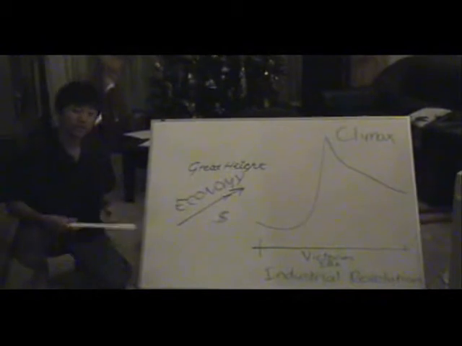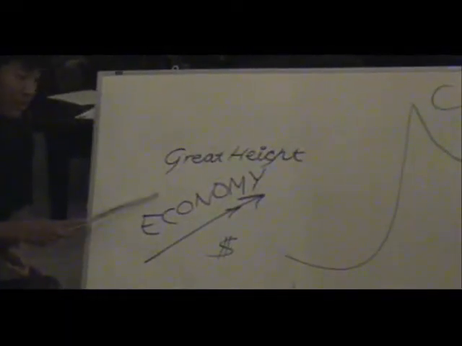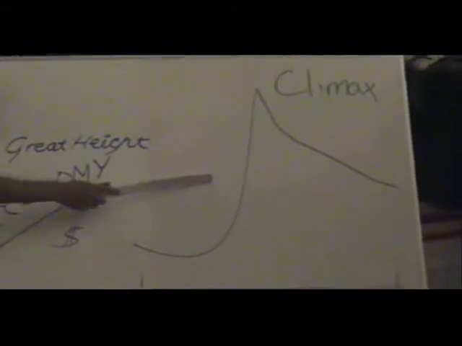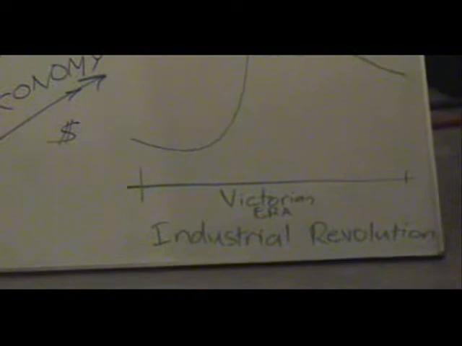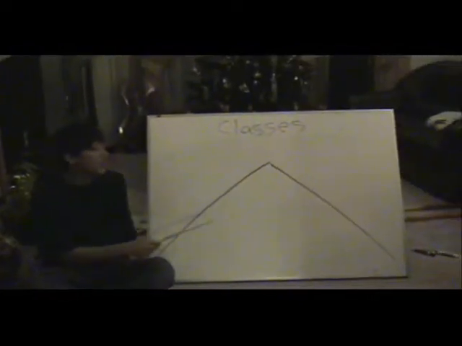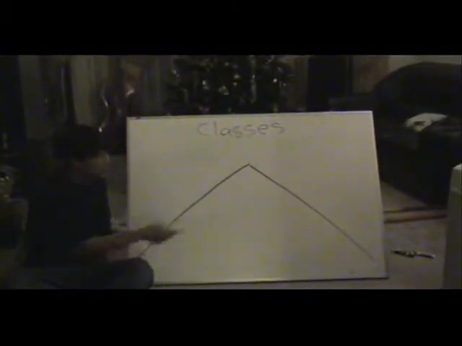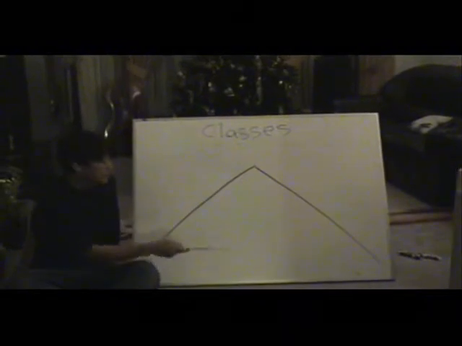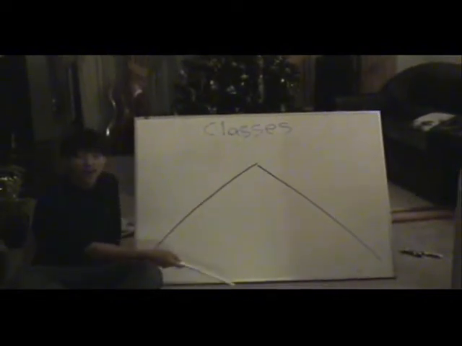I'll be giving you a brief overview of the Victorian era. The Victorian era started in Great Britain. It was during the great height of Great Britain's economy. It was also during the climax of Great Britain's Industrial Revolution. The Victorian era consisted of three classes: the high class, the middle class, and the working class.